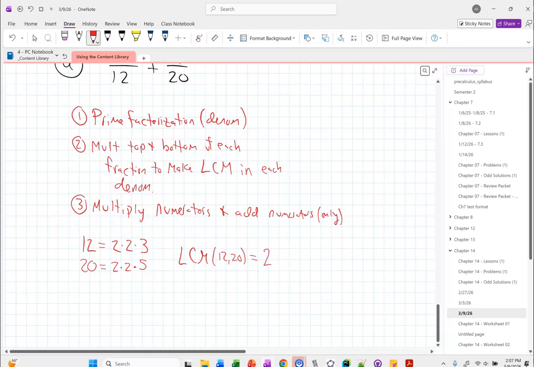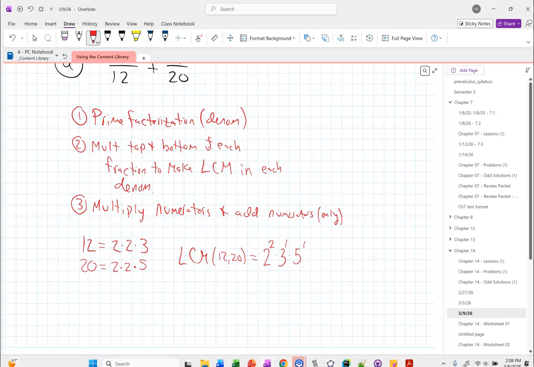Okay, so each distinct prime factor needs to appear in the least common multiple. I see 3 distinct prime factors, 2, 3, and 5. Then I need the biggest power of each of those prime factors. So I have a 2 squared, so the power on 2 has to be 2. I have a 3 to the first, so the power on 3 has to be 1. I have a 5 to the first, so the power on 5 has to be 1. Wouldn't it be 2 to the 4? That would not be the least common multiple.